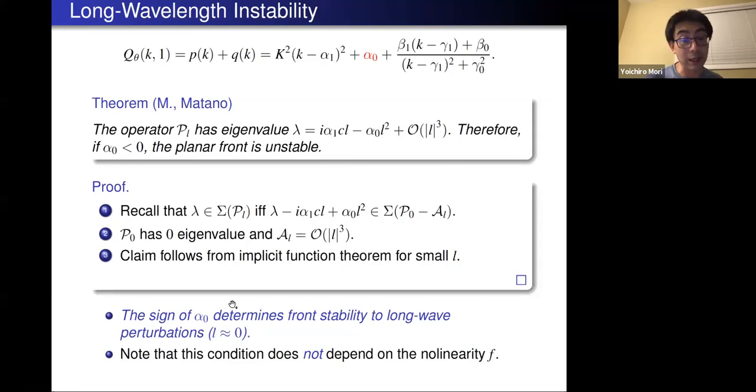So what this tells us is that when L is small, that is for long wavelength, low wave number perturbations, the sign of alpha 0 completely determines the stability of the front. Another interesting thing is that this condition doesn't depend on the nonlinearity F. It only depends on the conductivity matrices AI and AE, because Q theta only depends on them. AI and AE define the quadratic forms that define Q theta.